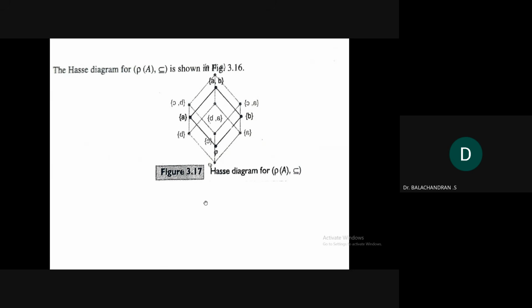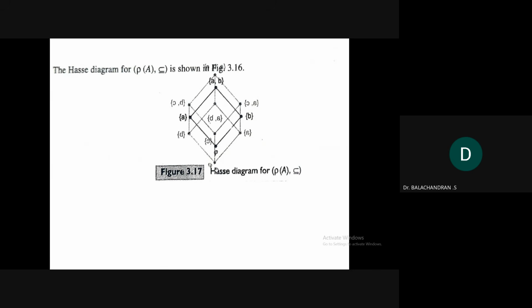What is the power set of A? Empty set and the singleton set A. Only two elements. So the diagram is: empty set, and here singleton set A. Empty set is a subset of singleton set A, that's why it should be below singleton set A. Okay, next, A equal to what? {a, b}. The power set contains four elements: empty set, singleton set A, singleton set B, and then AB. The diagram is, you can see here.